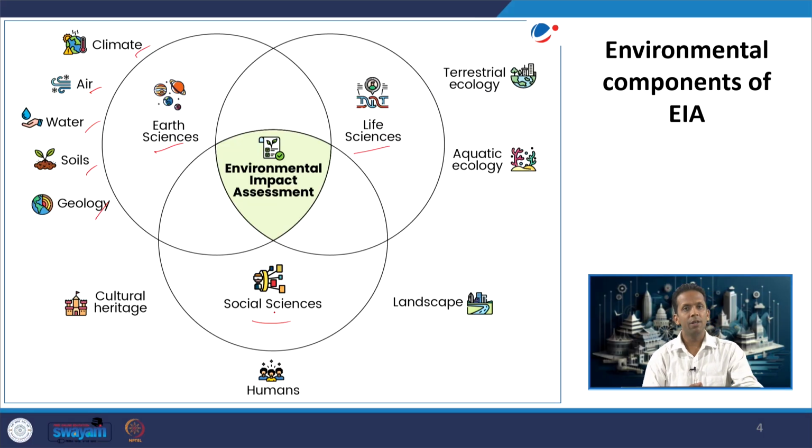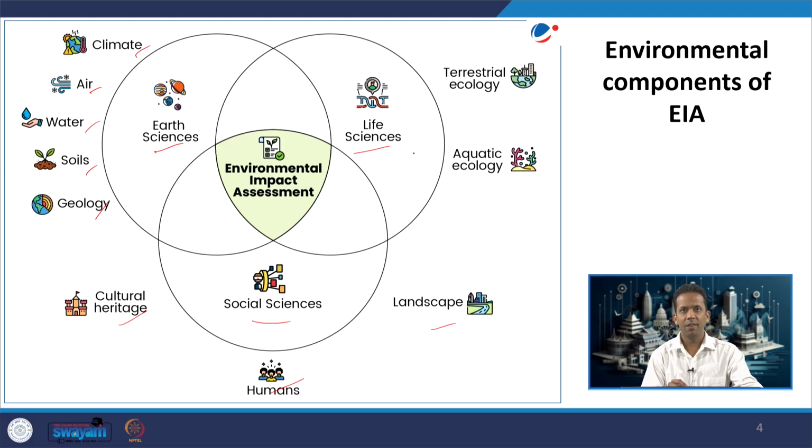Then social sciences will be mainly dealing with humans, cultural heritage, landscaping, or the aesthetics or the beauty or appearance of the location, real estate, and how it impacts social interaction, cultural interaction. So, all those things would come under the social sciences category.